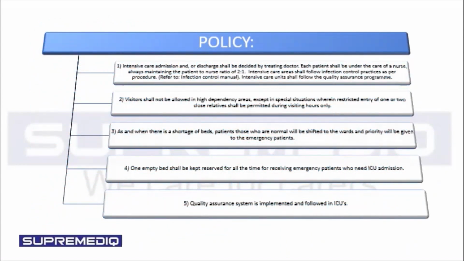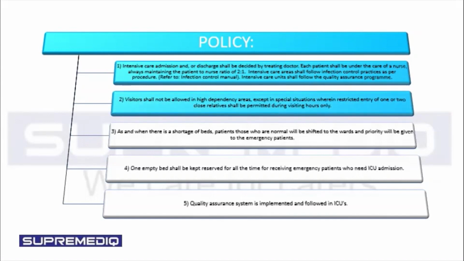Policy: 1. Intensive care admission and/or discharge shall be decided by treating doctor. Each patient shall be under the care of a nurse, always maintaining the patient-to-nurse ratio of 2:1. Intensive care areas shall follow infection control practices as per procedure. Refer to Infection Control Manual. Intensive care units shall follow the Quality Assurance Program.